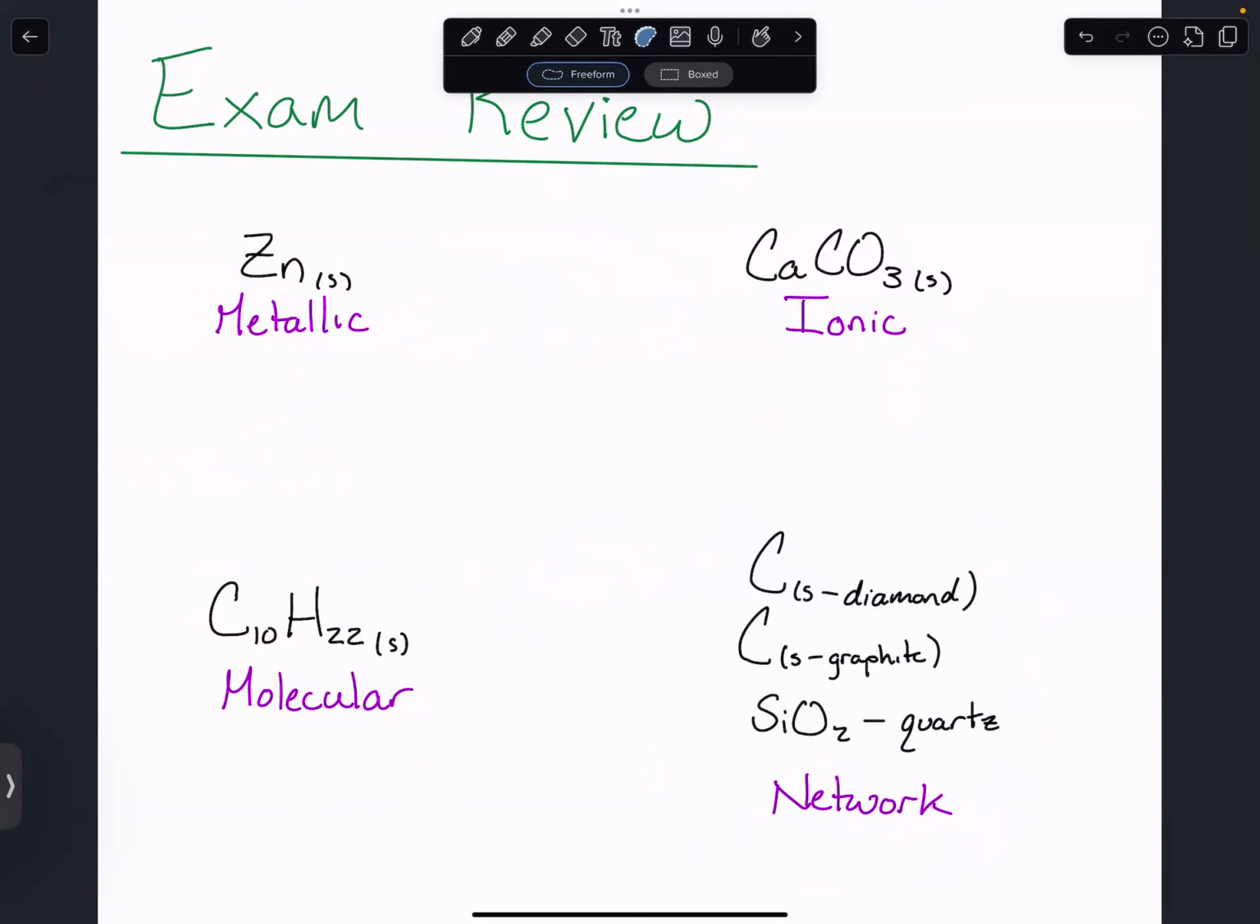Which one of these do we think is going to have the highest melting point? Which one would we have to heat the most before we could get it to turn into a liquid? The network, right? So this has our highest melting point. The other two that are also quite high in terms of melting point are our ionic. And then which one's our low melting point one? That one's going to be the easiest to pick out. Metallic or molecular? Molecular.